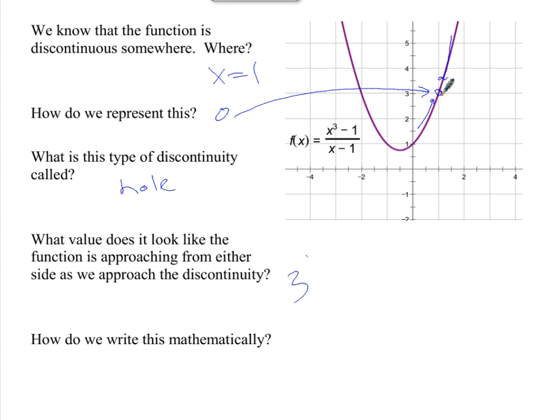How do we write this mathematically? We would say the limit as x approaches our discontinuity, which is 1. So as the x value approaches 1, the function, which was x to the third minus 1 divided by x minus 1. So the limit as x approaches 1 of our function, which is written there, equals 3.